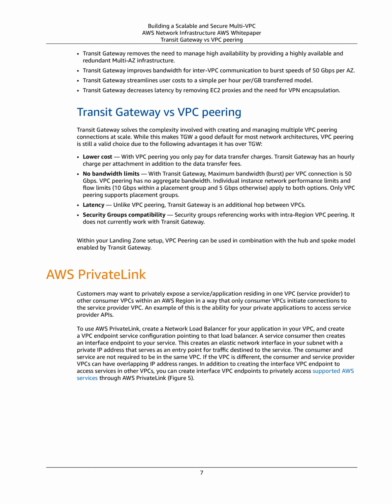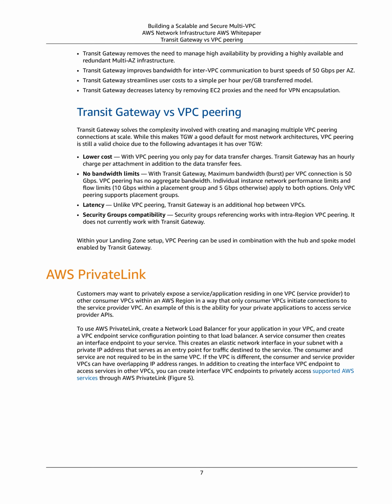Transit Gateway versus VPC peering. Transit Gateway solves the complexity involved with creating and managing multiple VPC peering connections at scale. While this makes TGW a good default for most network architectures, VPC peering is still a valid choice due to the following advantages it has over TGW. Lower cost. With VPC peering you only pay for data transfer charges. Transit Gateway has an hourly charge per attachment in addition to the data transfer fees. No bandwidth limits. With Transit Gateway, maximum bandwidth, burst, per VPC connection is 50 gigabits per second. VPC peering has no aggregate bandwidth limit.